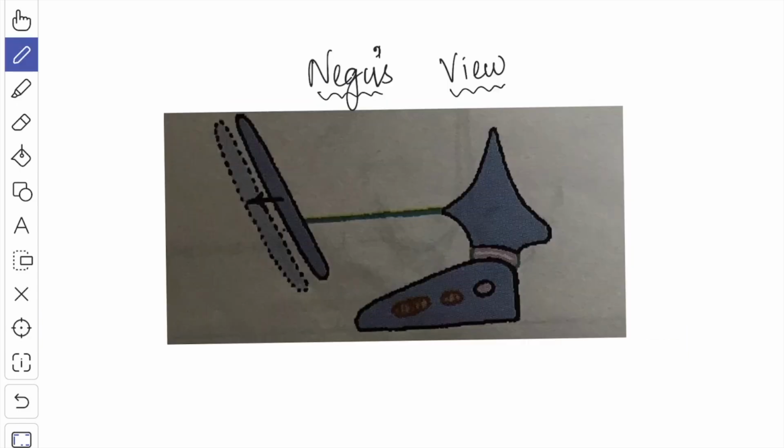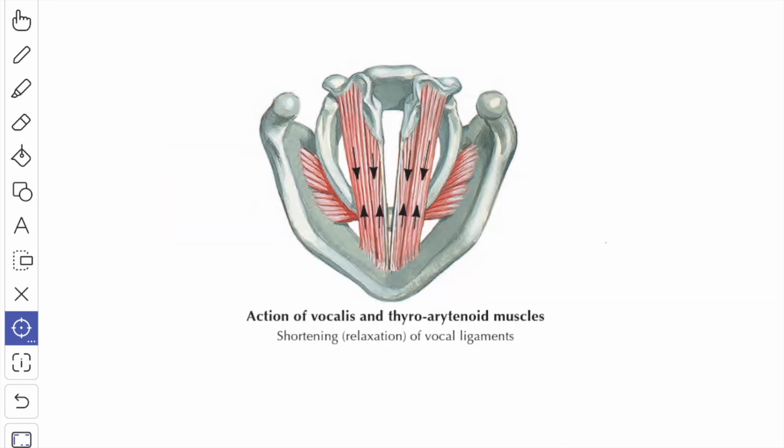The next view is the Negus view. Here, the cricoid cartilage is fixed and the thyroid cartilage moves forward by the contraction of the oblique part of the cricothyroid muscle. The movement takes place by the forward gliding at the cricothyroid joint. As a result, the distance between the thyroid angle and the vocal process is increased, producing the tension of the vocal fold.